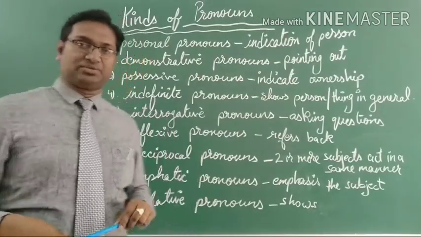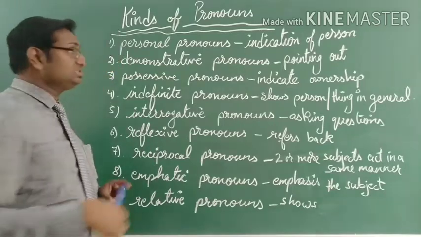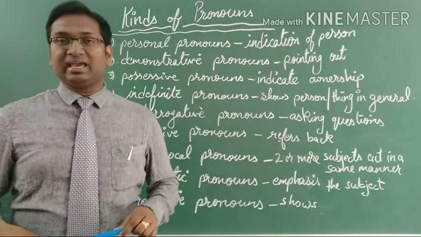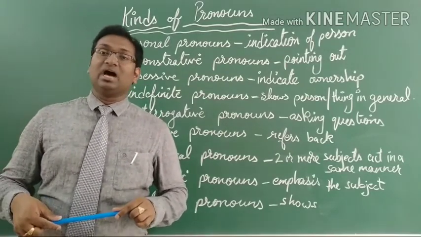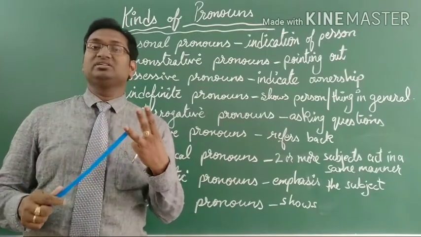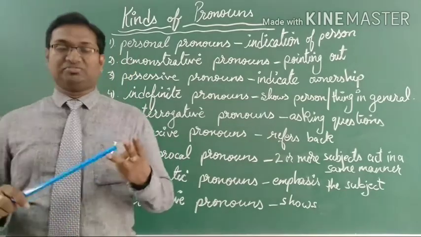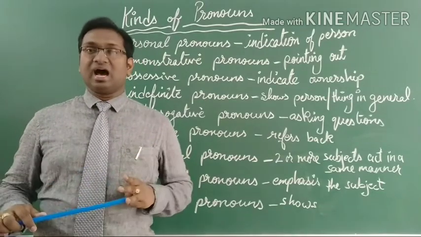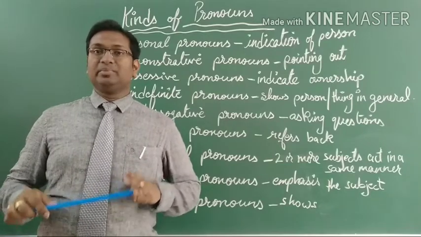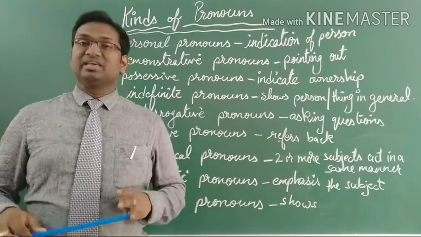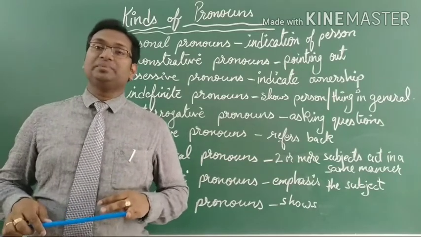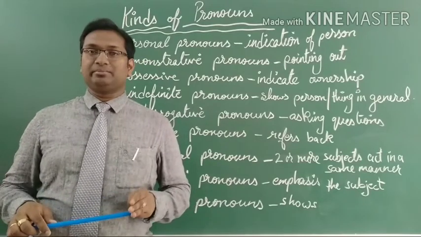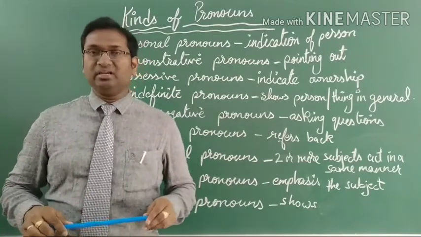Let's see kinds of pronouns. We have 9 different kinds of pronouns. First, personal pronouns. Personal pronouns are those pronouns which indicate person, personally. Over here we have 3 persons involved in personal pronouns: first person, second person and third person. First person means I, we, me, my. Second person, you. And third person, he, she, it, they, them. So 3 persons are involved in personal pronouns.